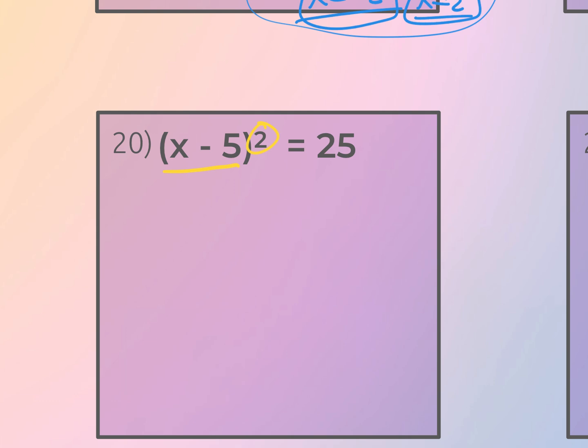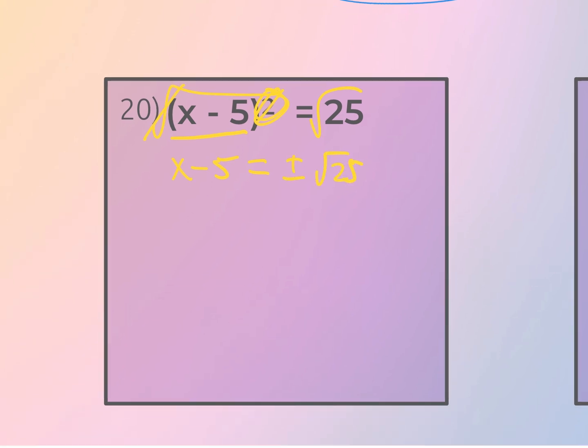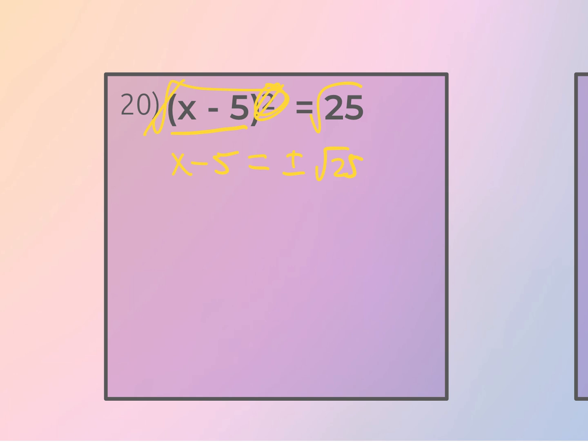So if it was just x squared, you knew that you just had to take the square root of both sides. But we can still just take the square root of both sides, just like we've been doing before, because this square on top is going to cancel with the square root. And we're just left with x minus 5 equals plus or minus the square root of 25. All right. And now you can simplify this right away if you want, right? So we get x minus 5 equals plus or minus square root of 25 is 5.